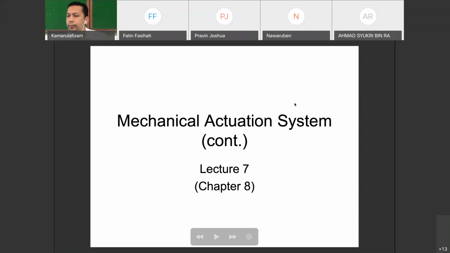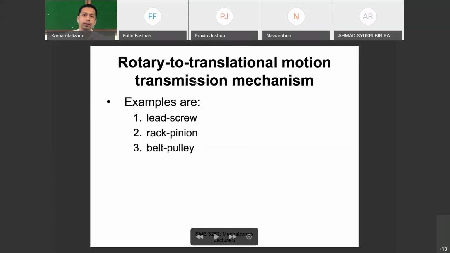Okay. Now we have rotary to rotary. We have seen dia punya gear, dia punya belt and pulley and sprocket. Now we are looking at rotary to translation now. So in this case kita tak nampak dua benda bulat berpusing lah. So in this case satu rotary, satu benda bulat. Satu lagi is translational, benda yang bukan bulat lagi, alright. Mungkin benda panjang ke, benda dia punya locus of motion dia is not round, alright. Example here we have lead screw, we have rack and pinion, and we have belt and pulley.